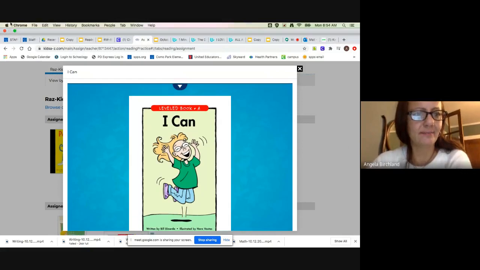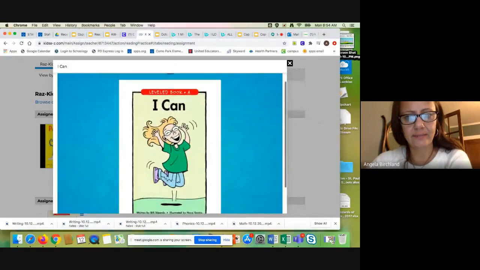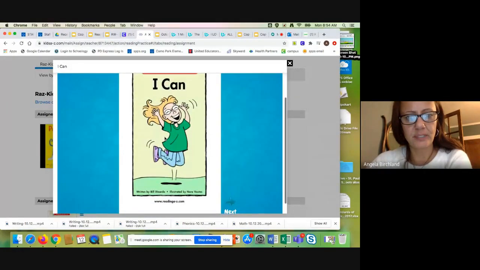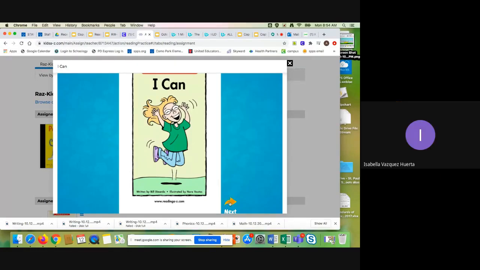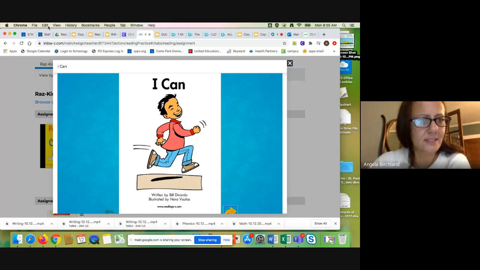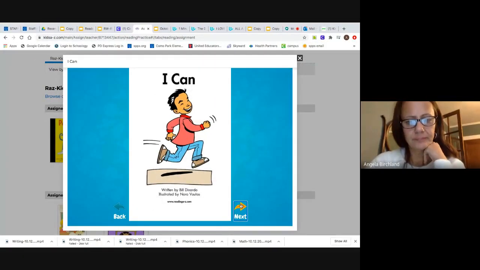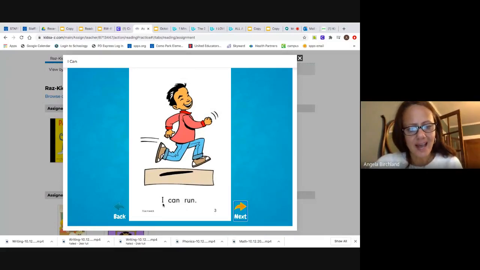I Can. Right now would be a good idea to make sure that if there's too much noise going on, that you turn off your speaker. So let's see. It says I can. Why is it not as big as I would like it? There we go. It says I can run.